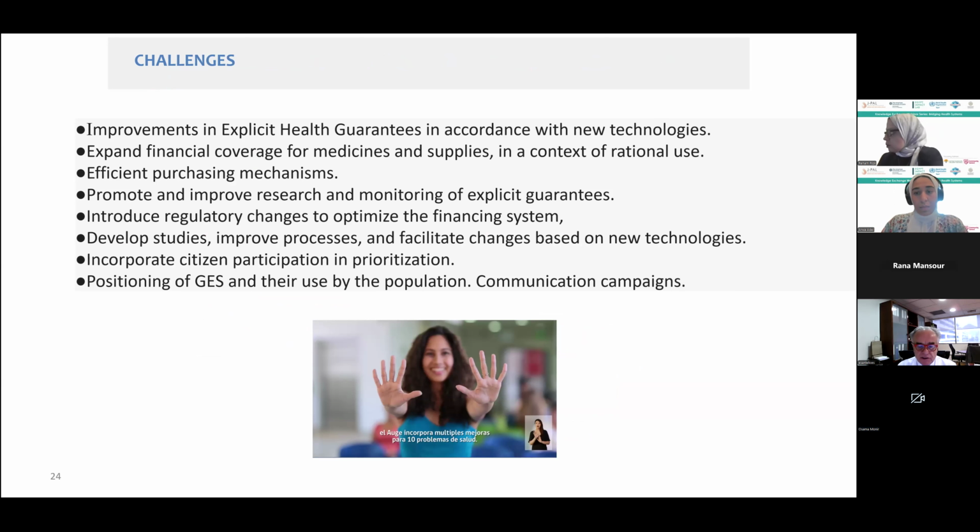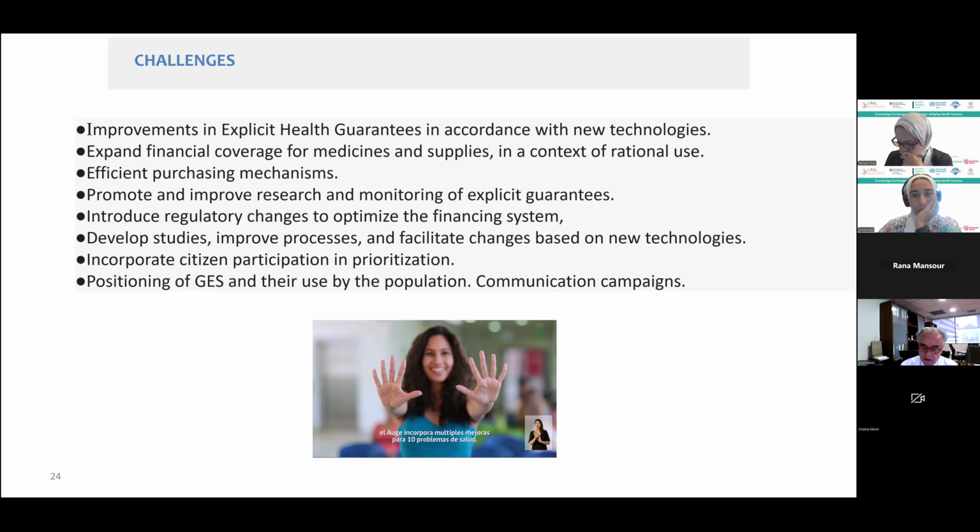What is the next challenge for the future? At least the main one is to improve the explicit health guarantee in accordance with the new technology. As you know, new technology appears all the time. The committees monitoring the different protocols recognize when new technology appears and discuss the cost effectiveness of it, and they propose for the next decree, in the next 3 years, whether they change the protocol.